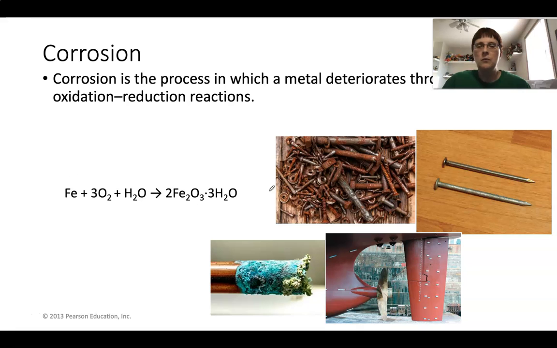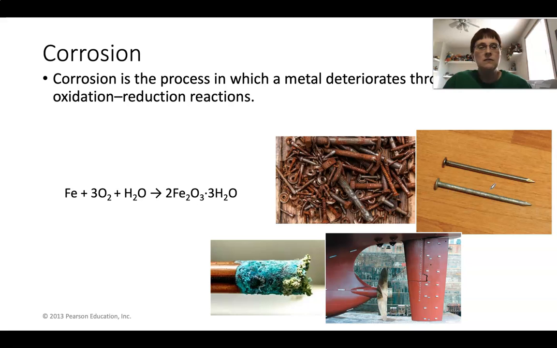So the main one that you're seeing here is the reaction with iron. So iron combined with oxygen and water over time is going to create iron oxide, aka rust, plus water. And it creates a new material. So remember, that is a chemical change. That is not something we can undo.